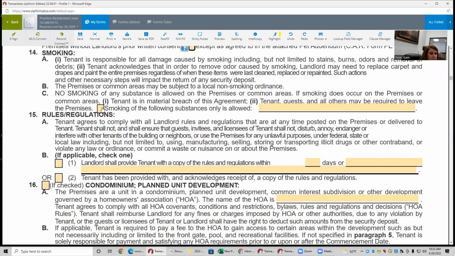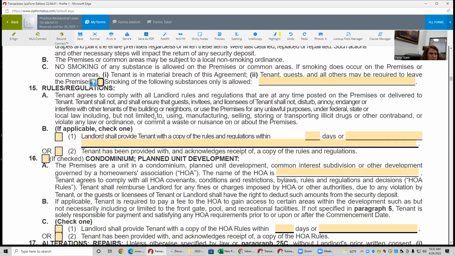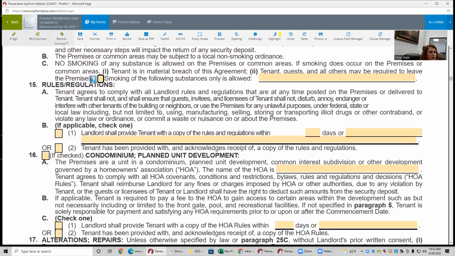Or if you check this box, which I have not seen done, usually that remains unchecked. Smoking of the following substances only is allowed. Leave it unchecked for most cases. Most landlords don't want smoking on or about their property.